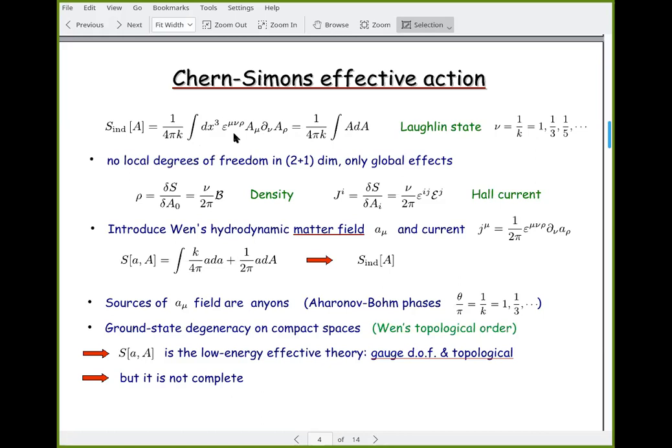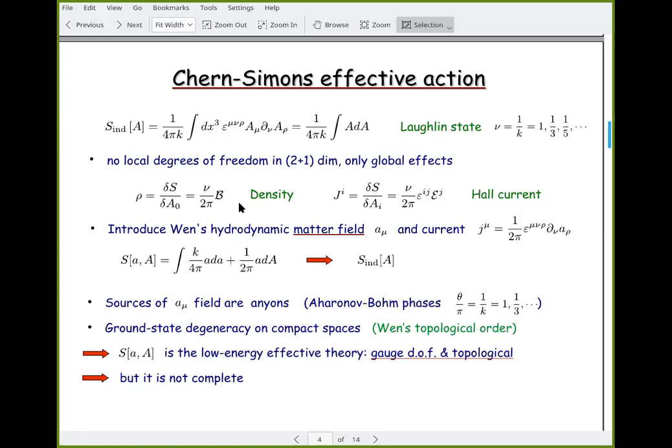We know that this term breaks time reversal and parity, but that's okay because in the quantum Hall effect we have a magnetic field, and so these symmetries are broken. So that's the simplest expression I can write. And if you take the derivative with respect to a standard field, you get the induced current, which has a density part and the current part, and you see that the result is correct.